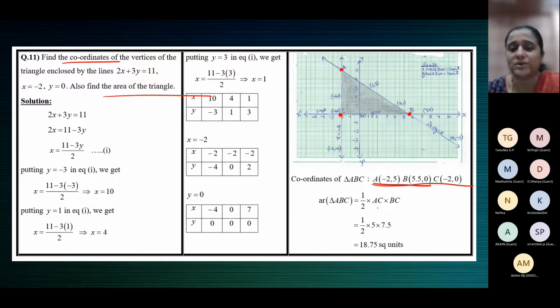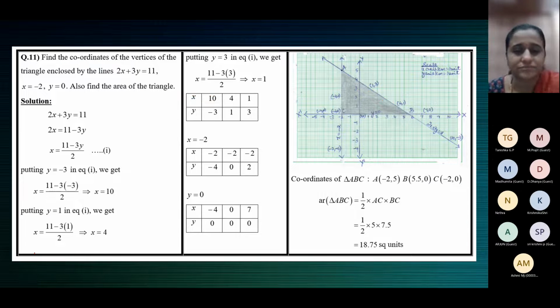And the area of the triangle is half base into height. You can take anything as the base. You can take AC as the base and BC as the height, or you can take BC as the base and AC as the height. It's a right triangle. So half base into height. So how much is this one? And how much is this one?